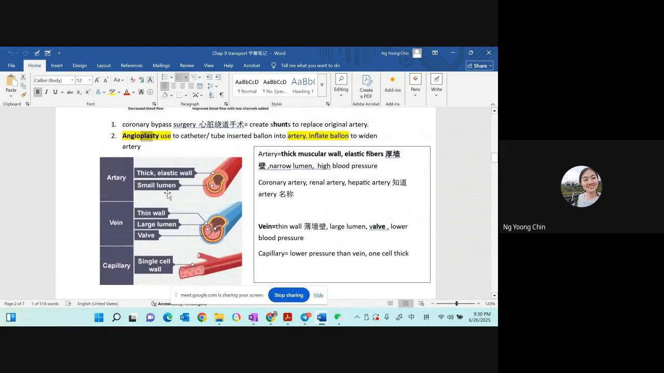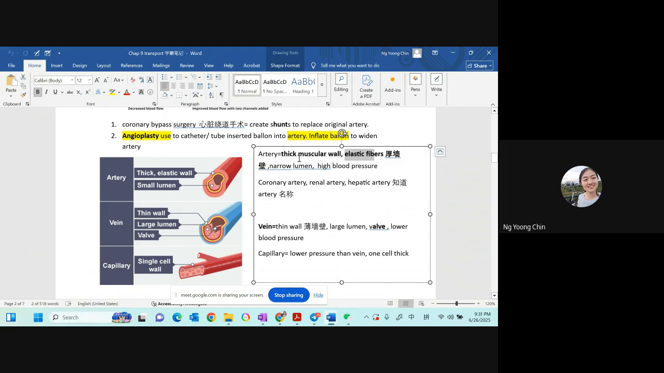Okay, so the difference between the artery, vein, and capillary is like this. Artery, you need to observe their muscle. They have a very thick muscular wall with elastic fibers. That's why arteries always have a very small lumen, because their outside wall is thick due to the muscle. So arteries are able to generate high blood pressure due to their thick muscular wall.